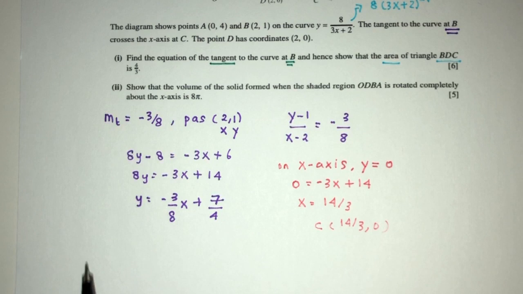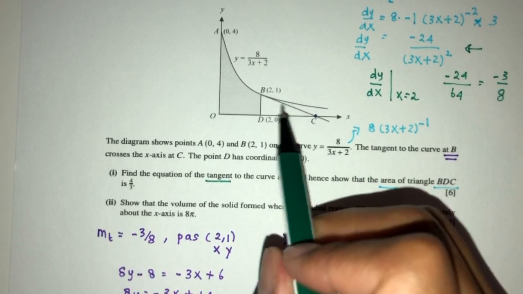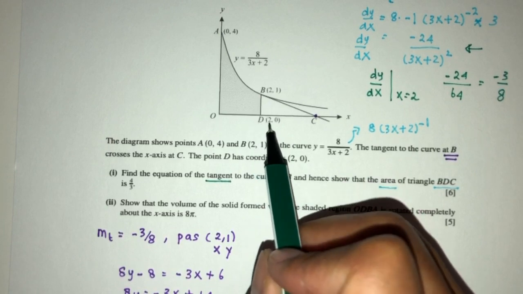So let's find the area of the triangle BDC. Now BDC is this one, BDC. Now this is a vertical line, as the x-coordinates of the points B and D match, both 2.